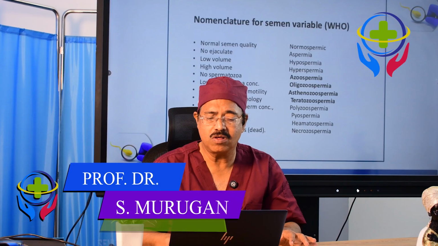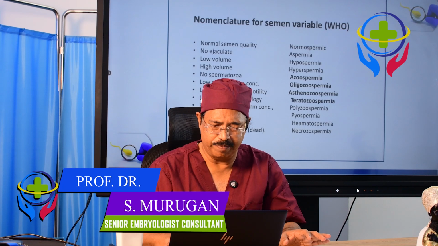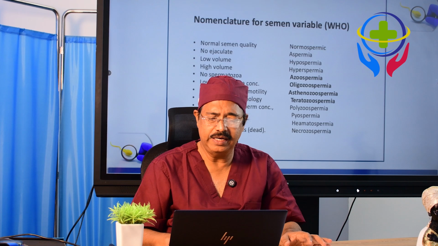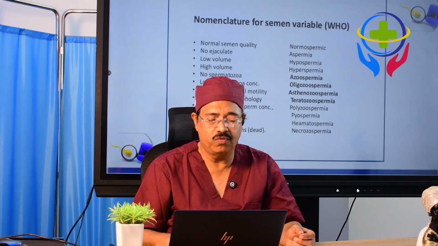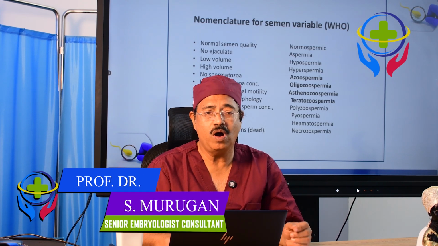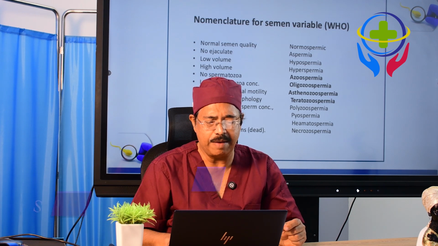If all the parameters are in the normal range, then it is called normozoospermia. If you observe no sperm, then it is called aspermia. If you observe less than 1.4 ml, we call it hypospermia. If you observe more than 6 ml of semen volume, we call it hyperspermia.